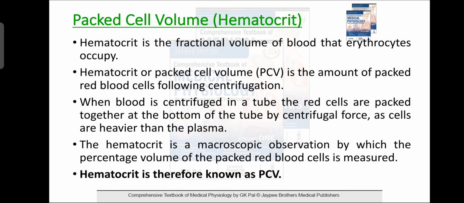Then what is packed cell volume? Hematocrit is the fractional volume of the blood that erythrocytes occupy. Hematocrit or packed cell volume is the amount of packed red cells following centrifugation. When blood is centrifuged in a tube, the RBC are packed at the bottom of the tube by the centrifugal force because RBC are heavier than the plasma. Hematocrit is a macroscopic observation by which the percentage volume of the packed red cells is measured. Hematocrit is also known as packed cell volume, that is PCV.